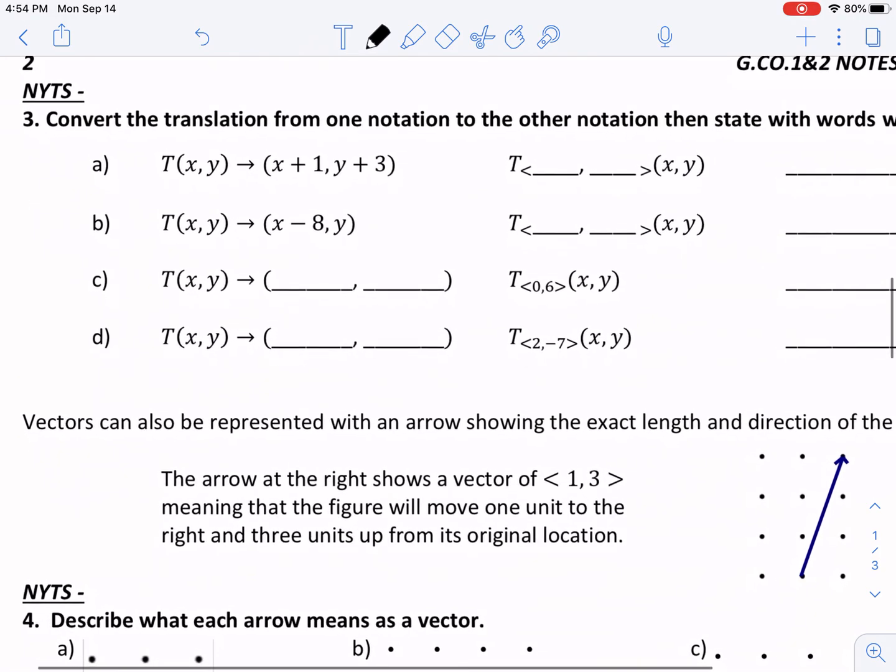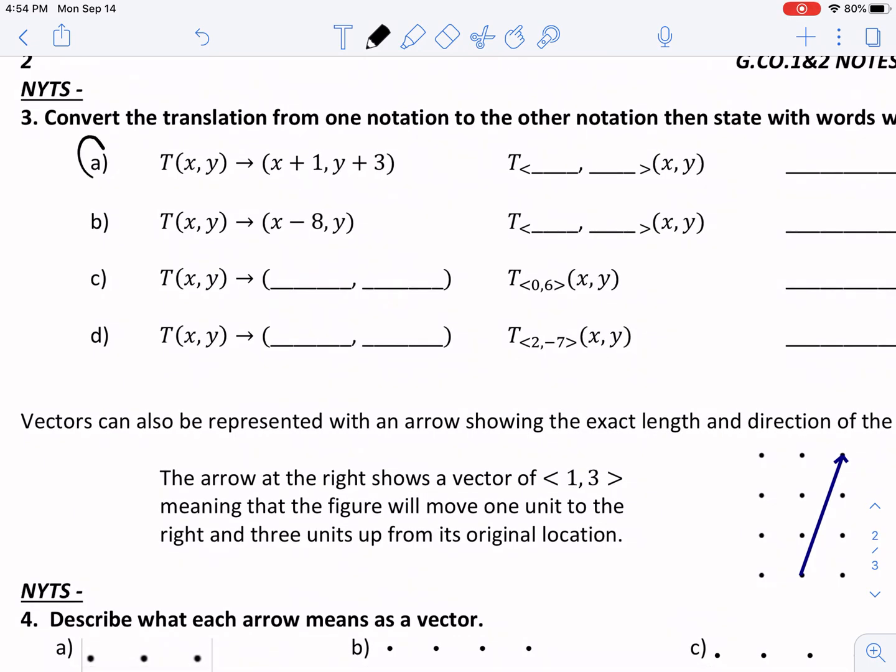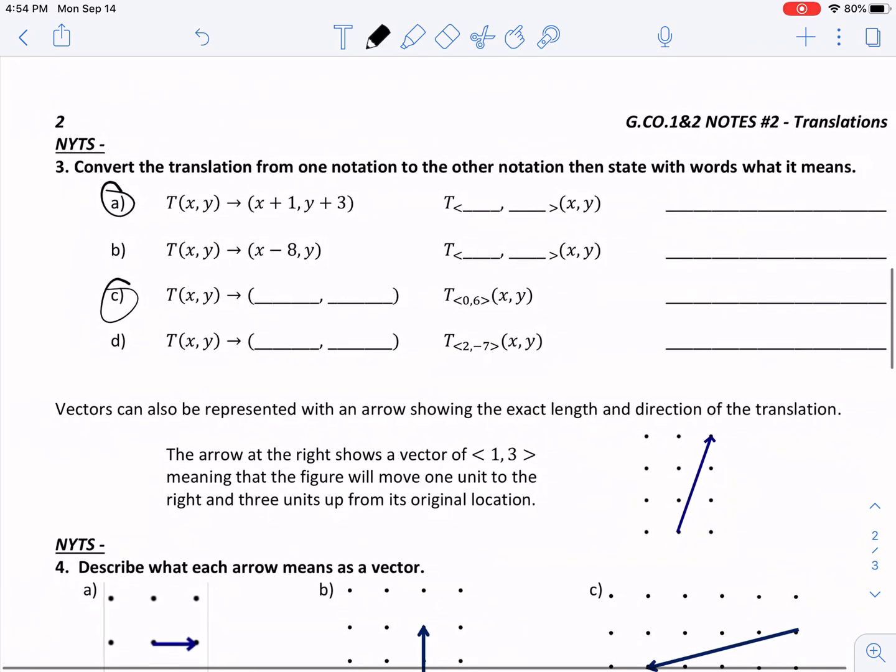Okay, let's look at A and then maybe C. They say convert the translation from one notation to the other. In this case, they gave us the coordinate notation. They tell us we have x plus 1 and y plus 3, and we want to be able to tell both the vector notation and then just directly saying what it is.